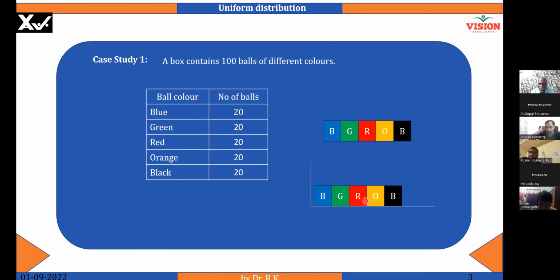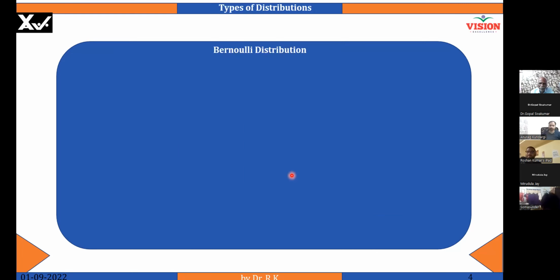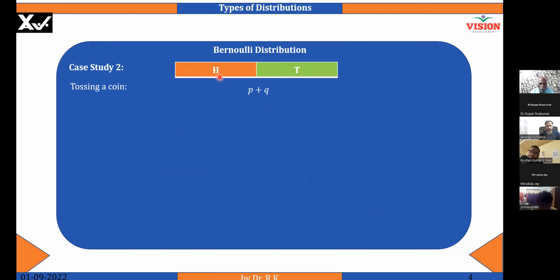You got an idea, right? Now it is clear, sir. Very good. Now we will see the Bernoulli distribution. Tossing a coin. What is the probability of getting a head? 0.5, 1 by 2. So what is the p value? 0.5. What is the probability of getting a tail? Again, 0.5. So what is the q value? 0.5.